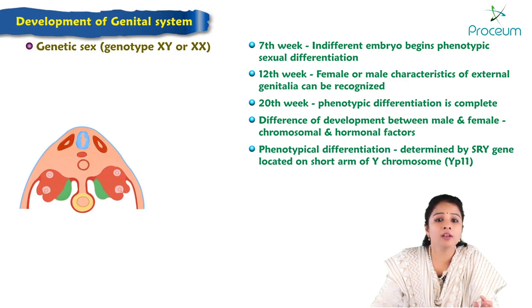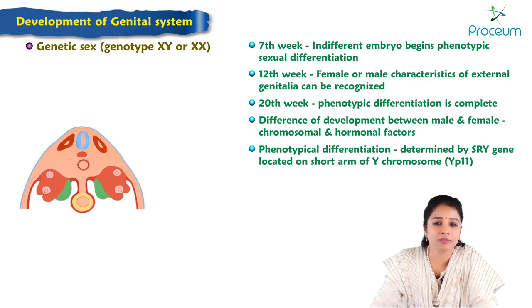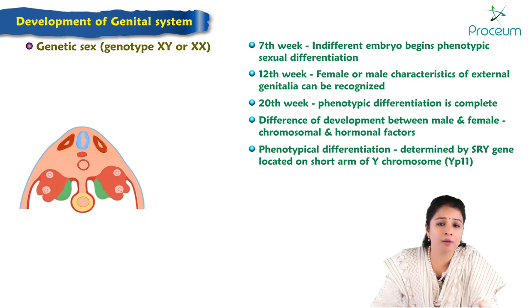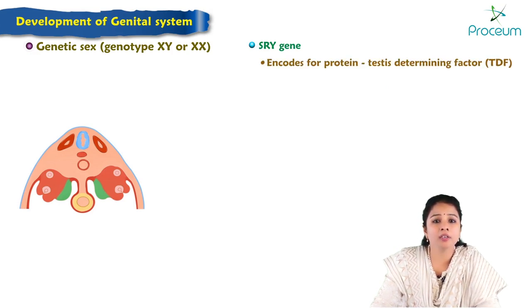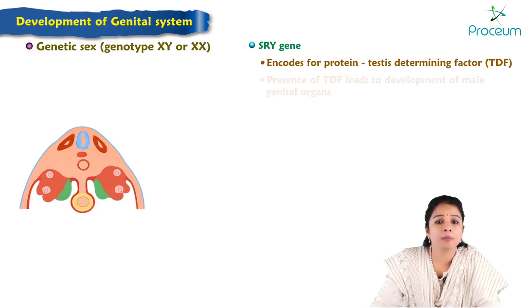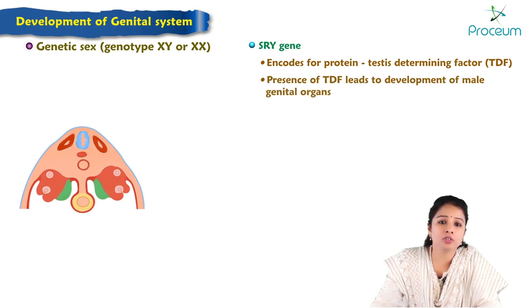The phenotypical differentiation is determined by SRY gene, which is located on short arm of Y chromosome, that is YP11 to be specific. It is located on short arm of Y, that is the P arm of Y chromosome at 11th locus. The SRY gene encodes for a protein called as testis determining factor, TDF. The presence of TDF leads to the development of male genital organs.